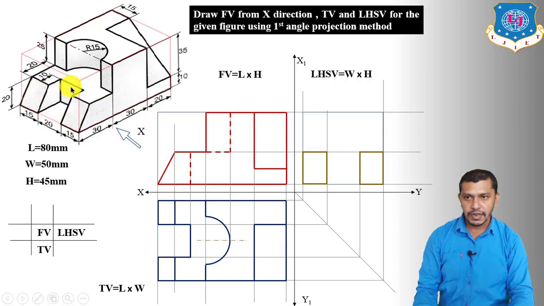Now we have to show this rectangle of this slot. So connect this edge to over here. We will get the left hand side view of this part.